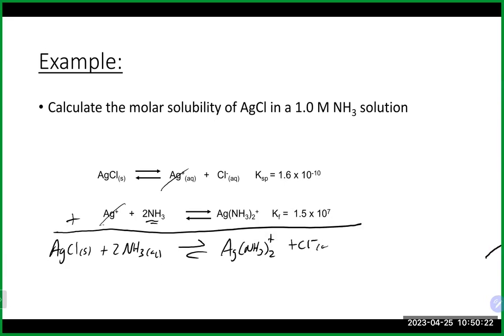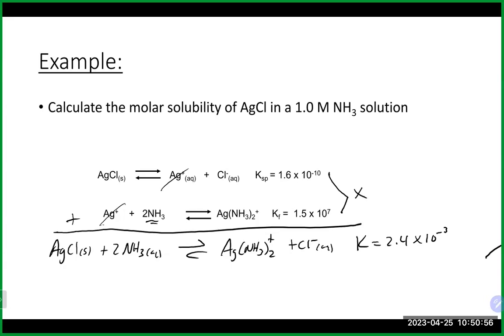Now, since I added these reactions together, even though these are two different types of Ks, KSP and KF, can I multiply them together? The answer is yes. They're all still equilibrium constants. It doesn't really matter what the little subscript says. So we can multiply them together to get our overall K value, which in this case, by multiplying those together, is 2.4 times 10 to the minus 3, if I punched it in right.